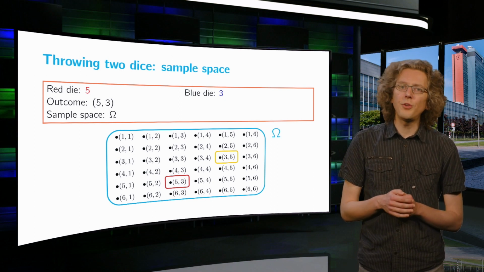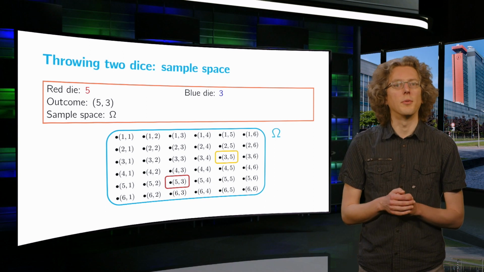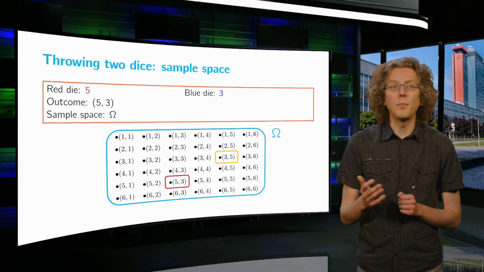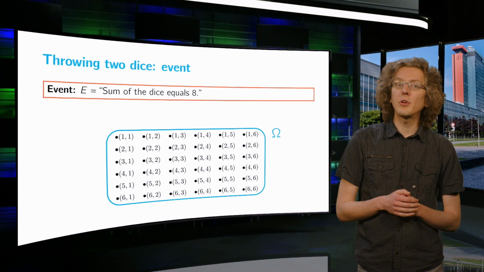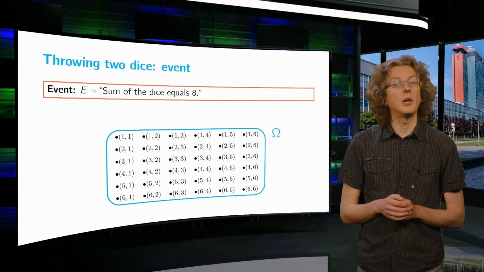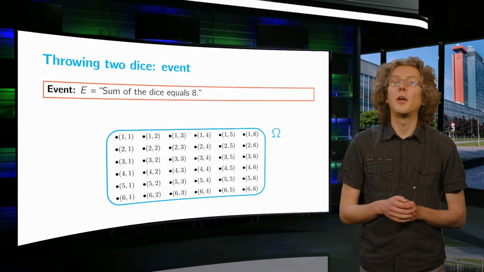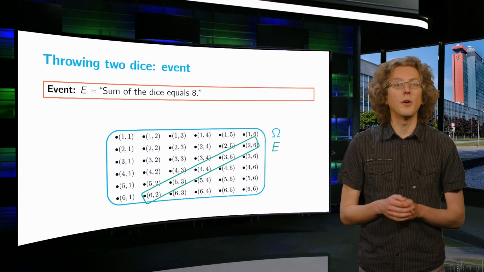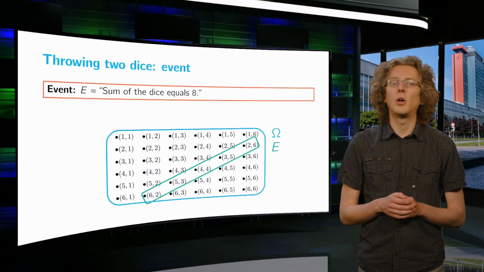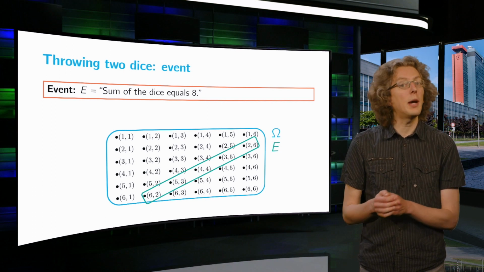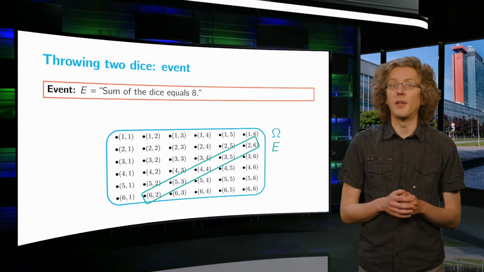It will often be useful to collect several outcomes. In our example, we may be interested in all outcomes where the sum of the two throws equals 8. This will give us a subset of the sample space, which we call an event. We usually denote those by capital letters. Let's call our event E.